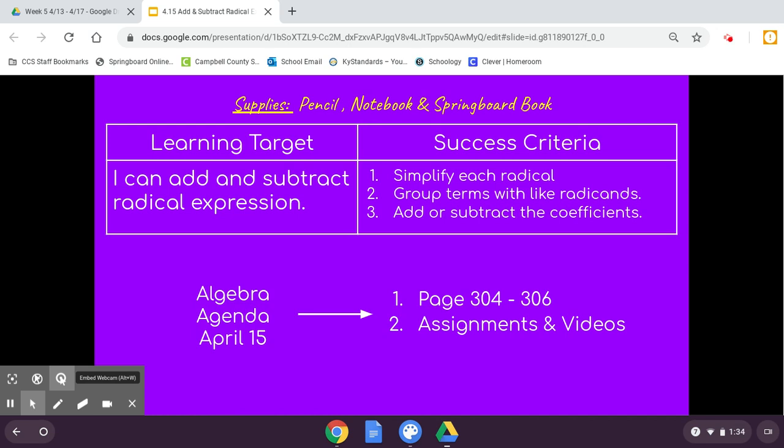Hey everyone, it's Wednesday, April 15th, and today we're going to be working on adding and subtracting radical expressions. You see your supplies at the top, your 3 success criteria, and what we are going to be doing today. So go ahead and get those supplies.